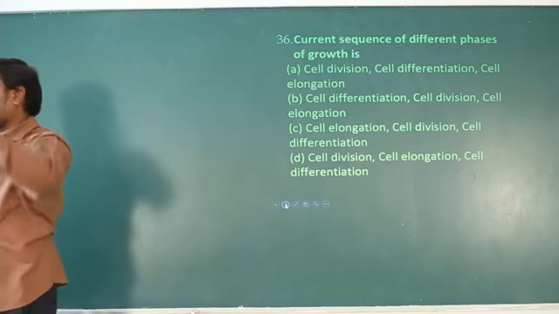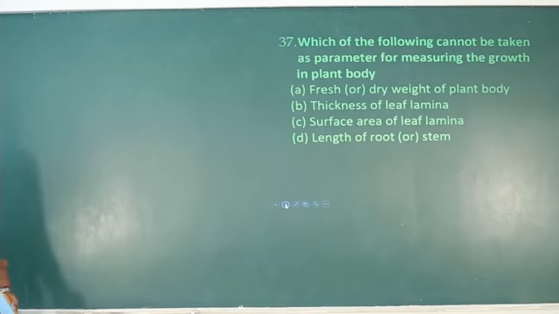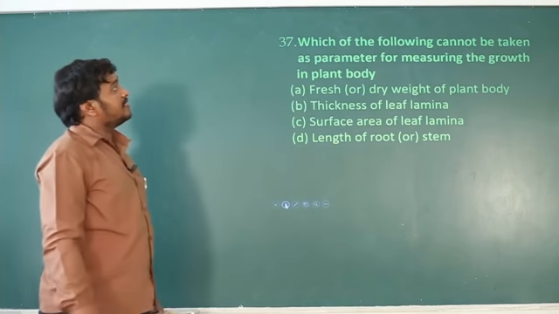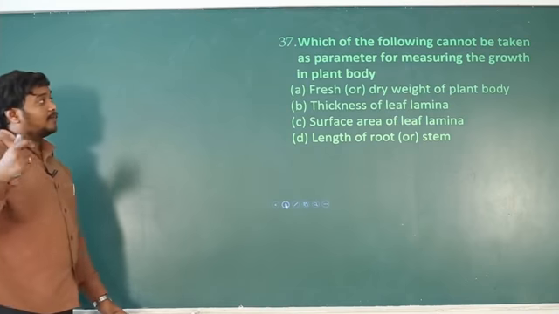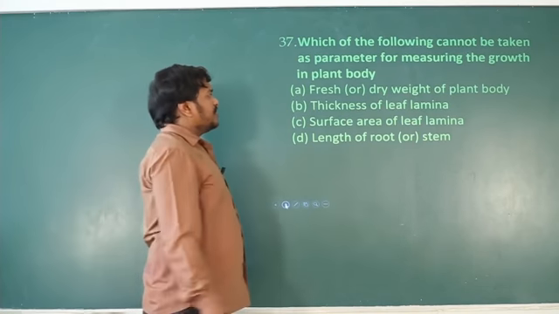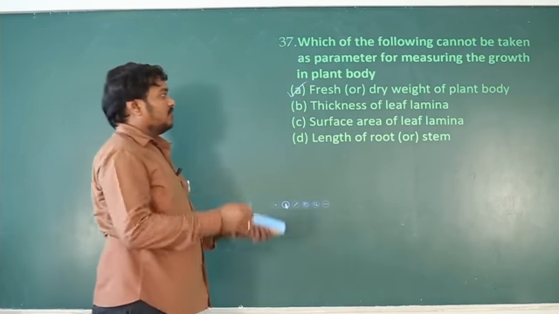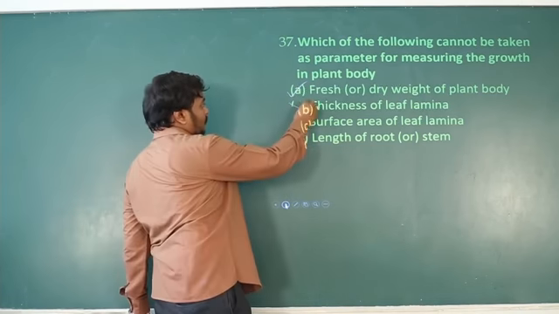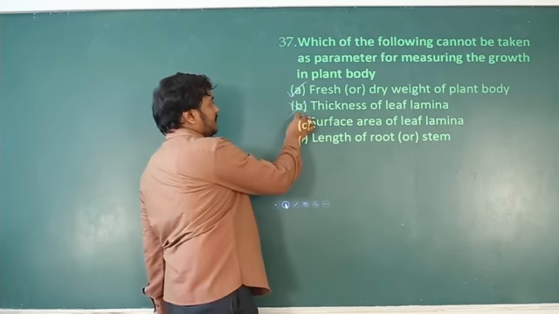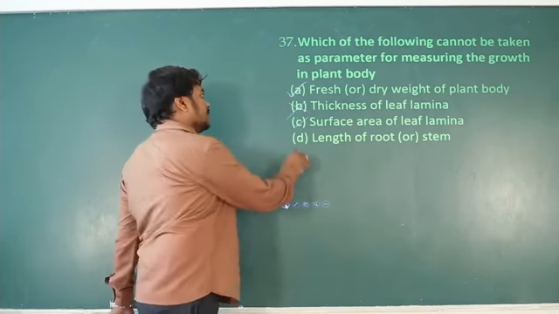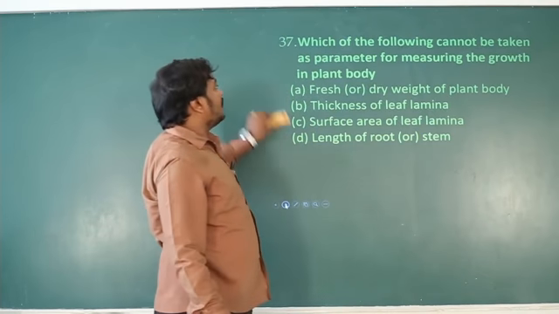Okay, go to the next question. Question number 37. Which of the following cannot be taken as a parameter for measuring the growth of a plant body? Fresh or dry weight, increase in biomass can be considered. Increase in the thickness of a leaf lamina: if the leaf lamina is getting thick, it is not considered growth. It is simply accumulation of organic material there. Surface area of leaf lamina, yes, you can consider. The length of a root or stem, yes, we can consider. So B is the right option. Thickness of leaf is not a measurement for growth.